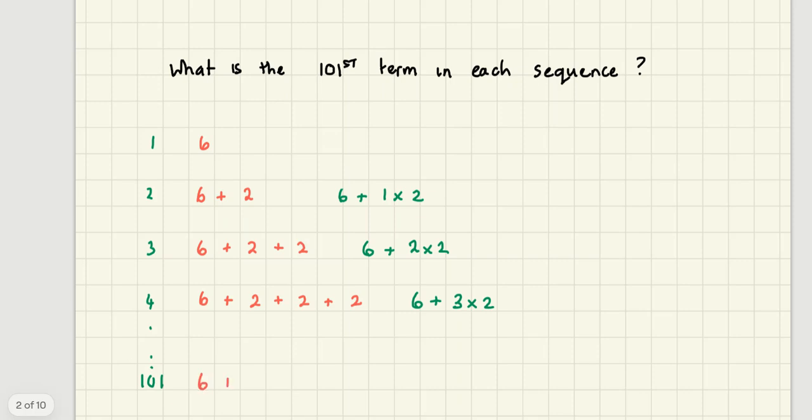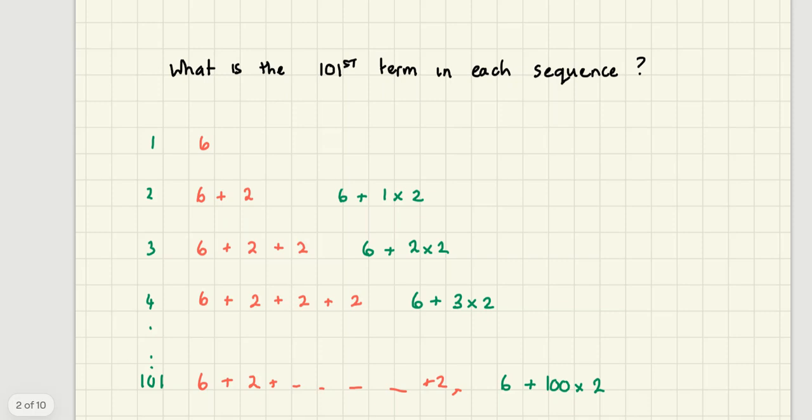It's going to be 6 plus 2, which is what you were saying. Too many 2's. But how many 2's would it actually be? It would be 6 plus, so it would be 100 times 2. Why 100 and not 101? Because the first term doesn't have a plus 2 to be added.